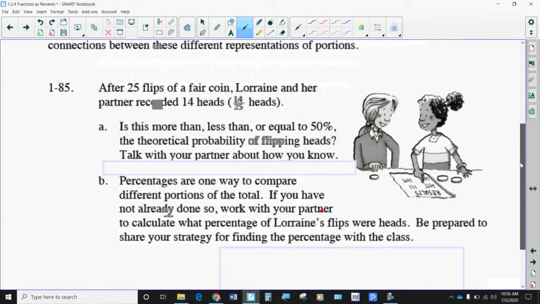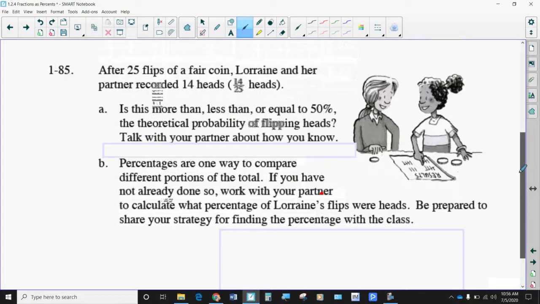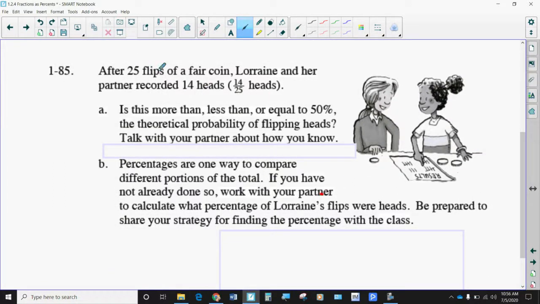To get started, let's take a look at Lorraine and her partner. It says after 25 flips of a fair coin, they like to call it a fair coin. I don't know what an unfair coin is, but maybe the unfair coin has 2 heads or 2 tails. Either way, Lorraine and her partner recorded 14 heads. So out of 25, that's the number of flips. This is experimental probability. 14 of the time, heads came up. So the heads in this case is the desired outcome. Is this more than, less than, or equal to 50%?